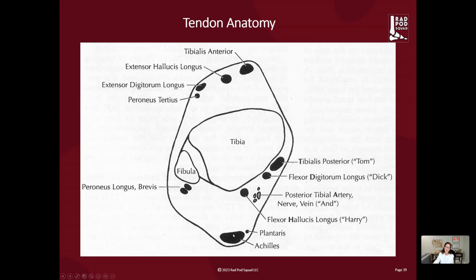And of course, we have our Achilles. If it's normal, it's going to either have a flat ventral surface or a smiley face. And we see our plantaris, again, noted medially inserting.